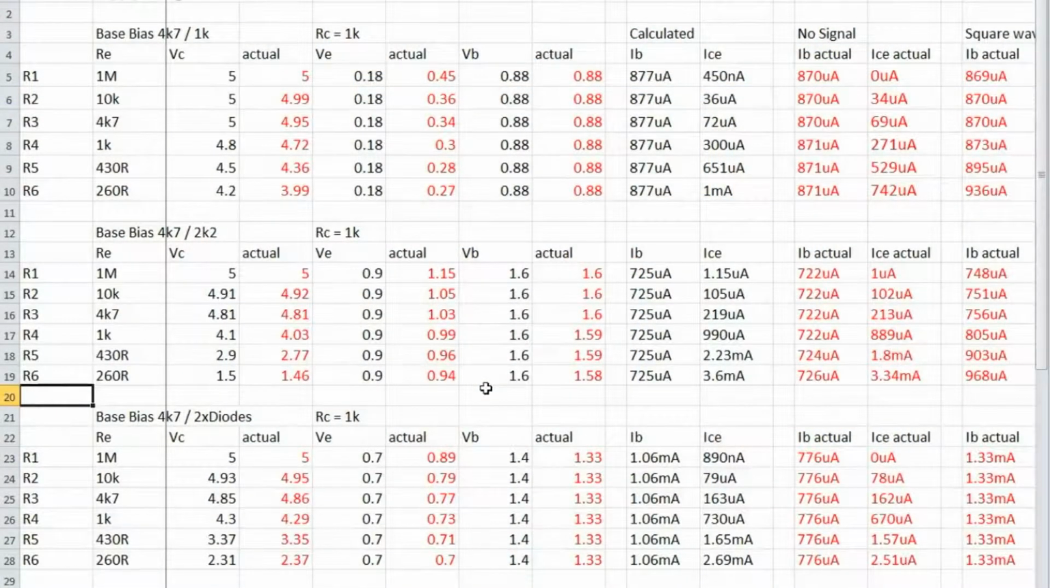So here's the data. I've been collecting quite a bit of data from testing with the transistor in a Class A amplifier type circuit. I've mainly been using this particular setup with the biasing resistors being a 4K7 and a 2K2, with a 1K resistor on the collector. The three I've been mainly looking at are the 1K, 430 ohm and 260 ohm resistor on the emitter. There is quite a lot of data here. Is it too much? Am I going to lose sight of what I'm looking for?